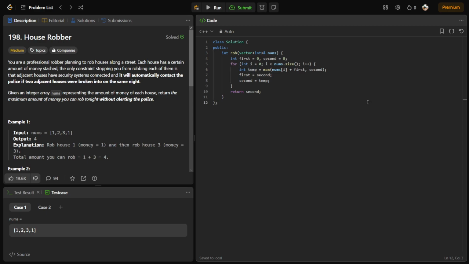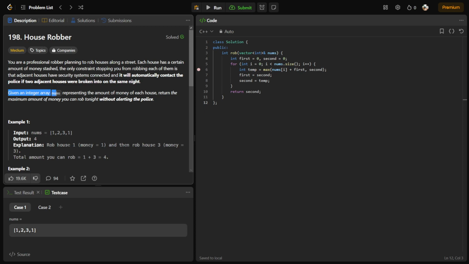LeetCode problem number 198, House Robber. This problem imagines us as a professional robber planning to rob houses along a street. Each house has a certain amount of money, and the only constraint is that we cannot rob adjacent houses, right? Because it will contact the police.